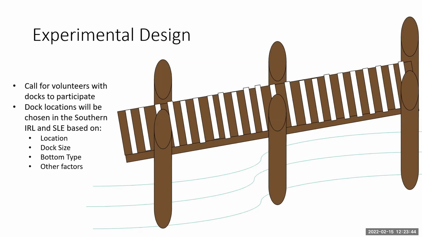So once we have our volunteers, of everyone that's volunteered, we have those locations, we'll go out and start to do assessments on those docks to see what'll work. So looking at location, the size of the dock, how long it is, what kind of bottom type is there. So is it seagrass, mud, an oyster reef already, or other factors, including just kind of what benthic organisms are already there.